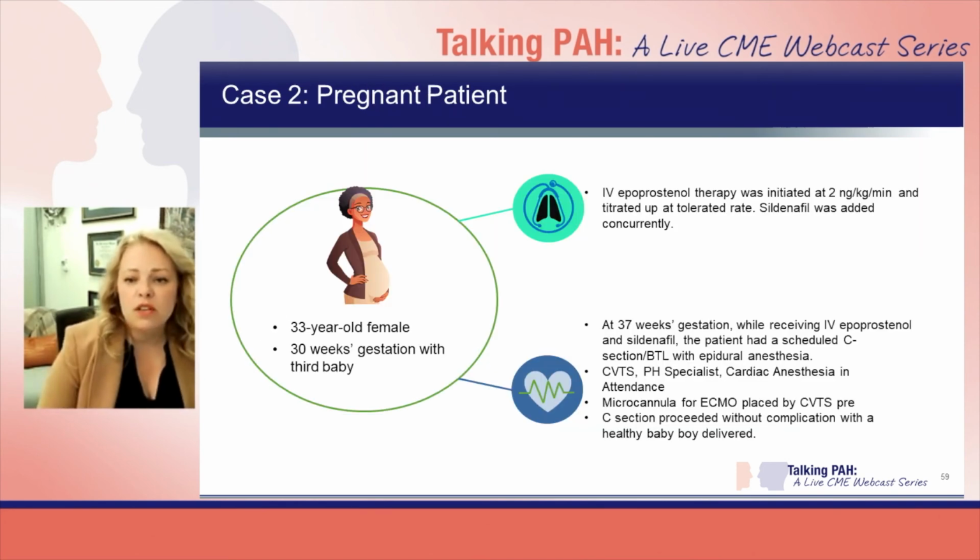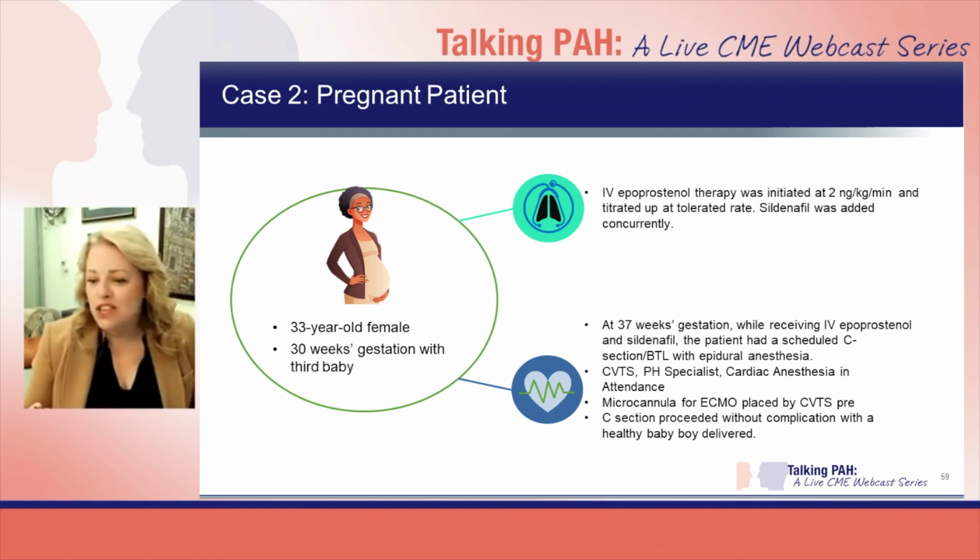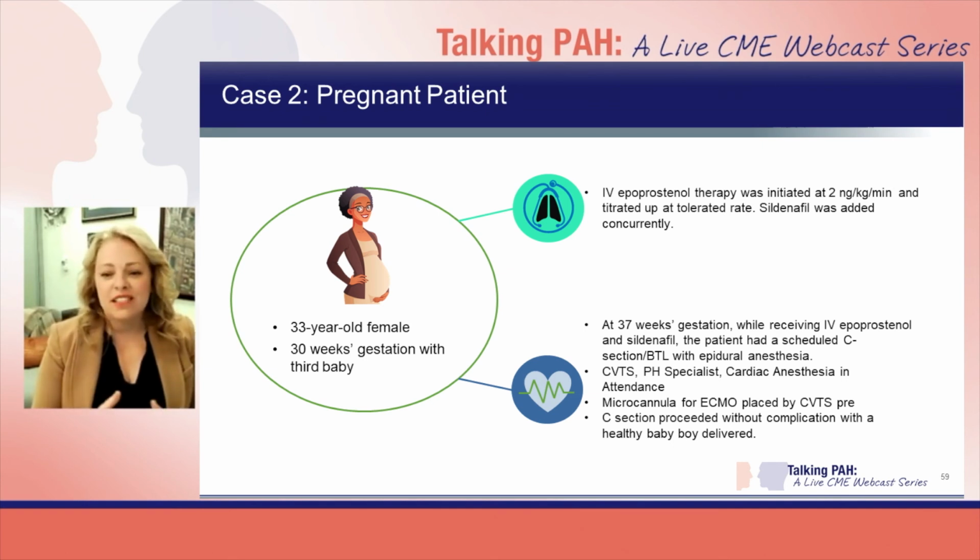So back to my patient, she was admitted and started on IV epoprostenol immediately. We put her on 2 nanograms per kilogram per minute and then up titrated really quickly. We didn't know how much time we had. Many times in an outpatient setting, I'm going to take 3 months to get up to my target dose for my patients, but we don't have 3 months here for this patient, most likely. And so we manage her side effects and go up on that dose really quickly. She was also put on a PDE5 inhibitor.